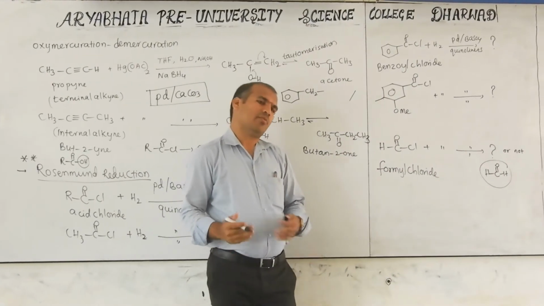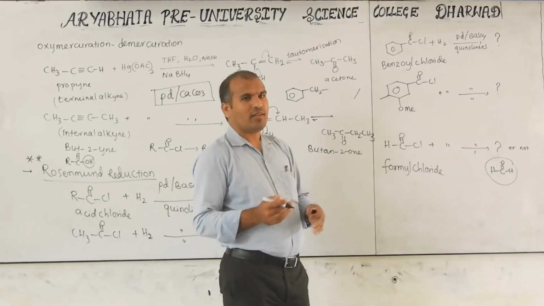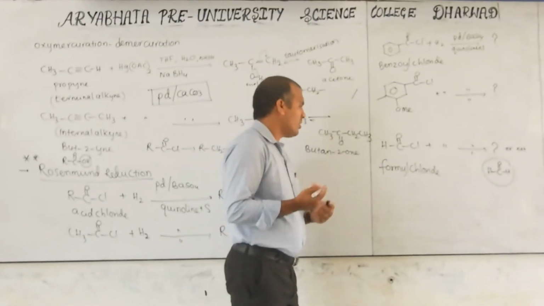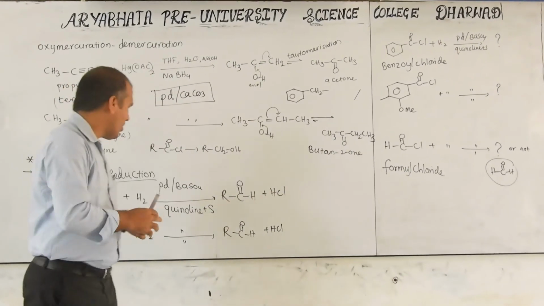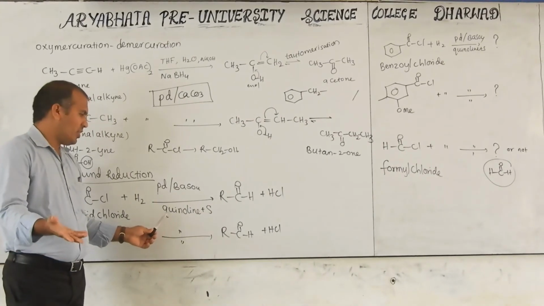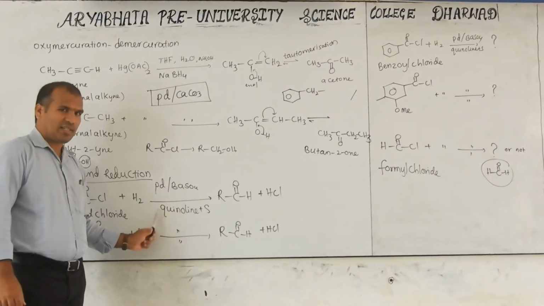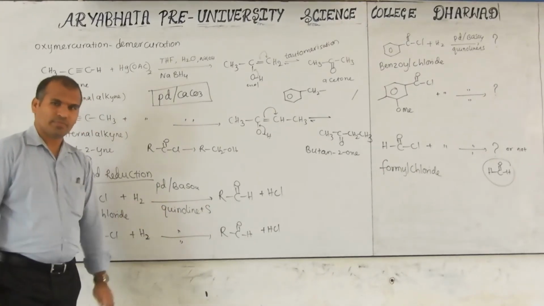If it does not form, why is it not formed? If it forms, why does it form? Also you have to give the reason. If you don't know, then we can answer. So this is about the Rosenmund reduction. We have to be careful here. This is very important for competitive exams. Now see, some question is asked. What is the role of this phenolene sulfur?